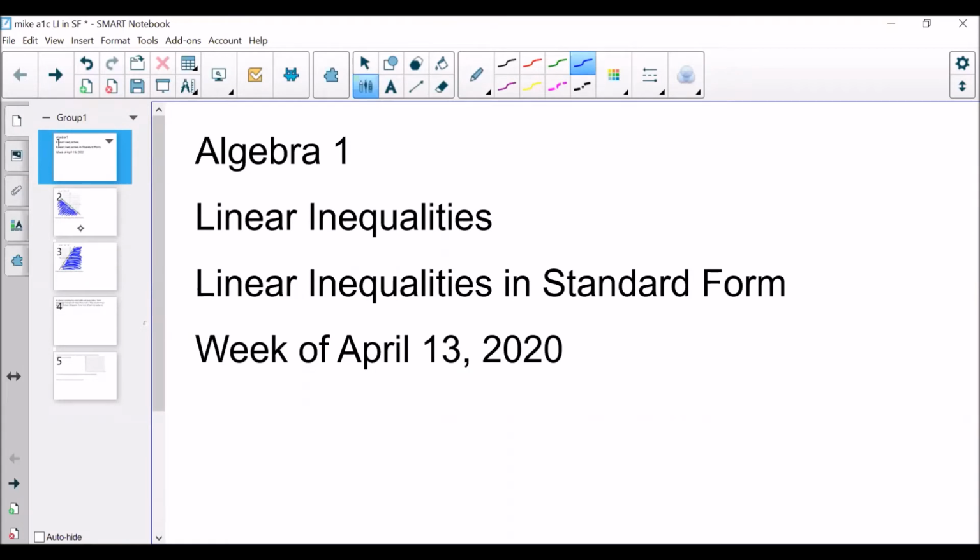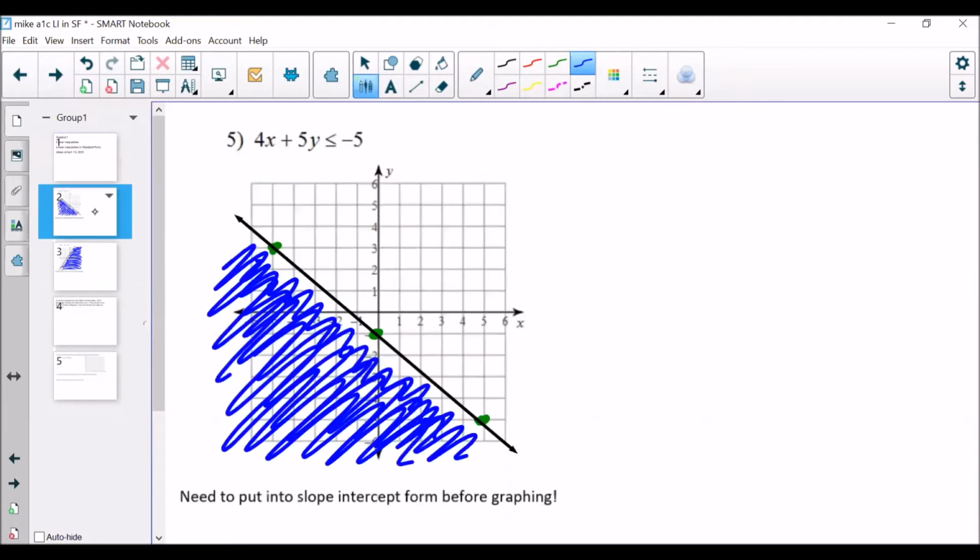We're going to move to a slightly different topic where we're still talking about linear inequalities, but in standard form, with a little bit of practice on how to manipulate those standard form inequalities in order to graph them a little bit easier. So we're going to go ahead and practice that in these first two examples.